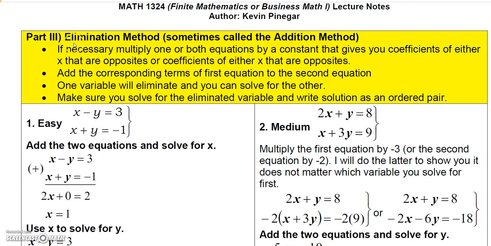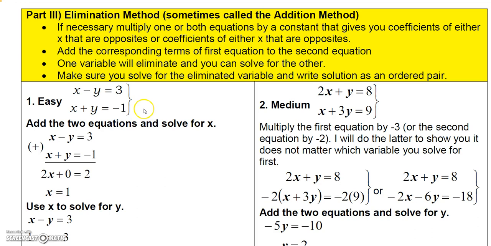The elimination method is sometimes also called the addition method because you actually add equations together in order to make one of your variables eliminate. Now, it's much easier to solve a problem by elimination if a problem is already set up in a way such that variables will eliminate immediately.